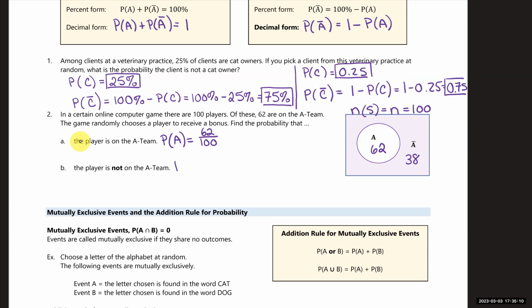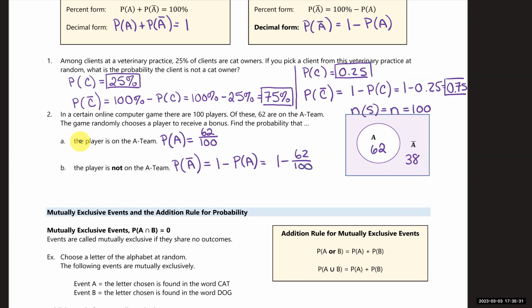And then let's write down the complement rule. So the rule for complementary events, if you want to know the probability that a player is not on the A team, it's 1 minus the probability that they are on the A team. So this would be 1 minus 62 over 100.